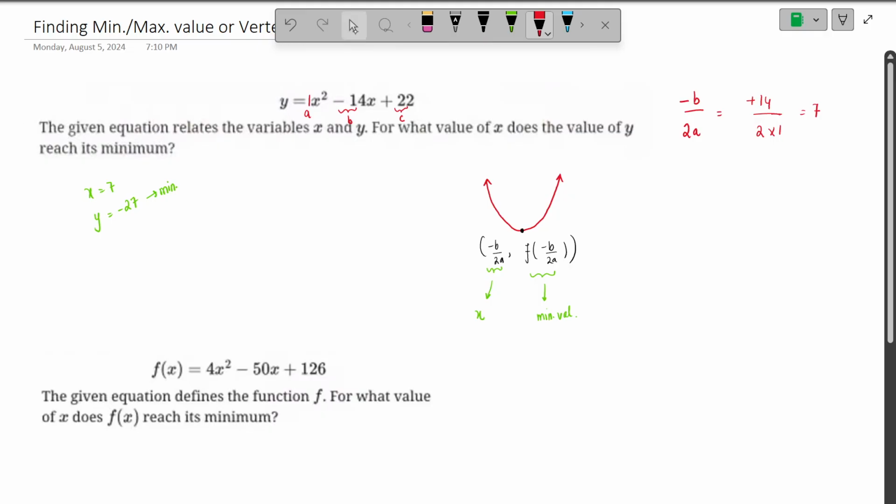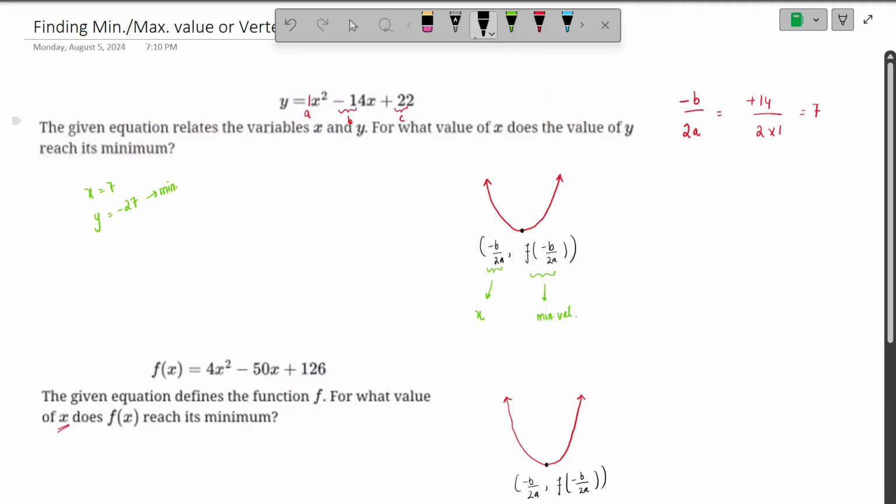Alright, next question is a similar type of question. It says that the given equation defines the function f. For what value of x does f of x reach its minimum? Again, this is an upward opening parabola, and again we have to find out that for what value of x does f of x reach its minimum, right? So again we have to find out the x coordinate of the vertex.